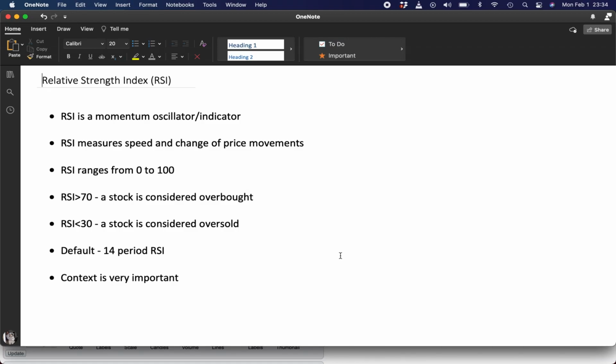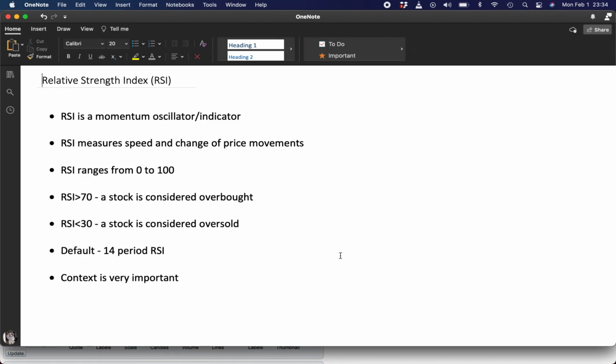Relative Strength Index, RSI. Now, this is a momentum oscillator or an indicator that is used in technical analysis, and it measures the speed and change of price movements. Now, the RSI is displayed as a line graph that moves between two extremes, and it can have a reading from 0 to 100. That is, it oscillates between 0 and 100.